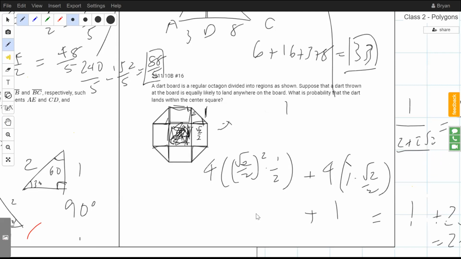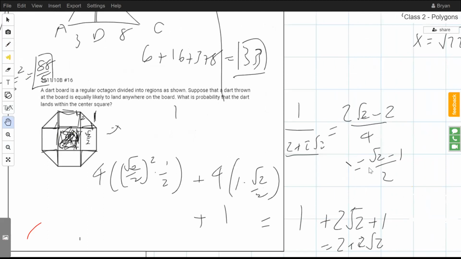And the reason why 1 over 2 plus root 2 is equal to root 2 minus 1 over 2 is because we can rationalize by multiplying by 2 root 2 minus 2 on both sides, which creates a difference of squares in the denominator and makes it an integer and puts the square root on the top.